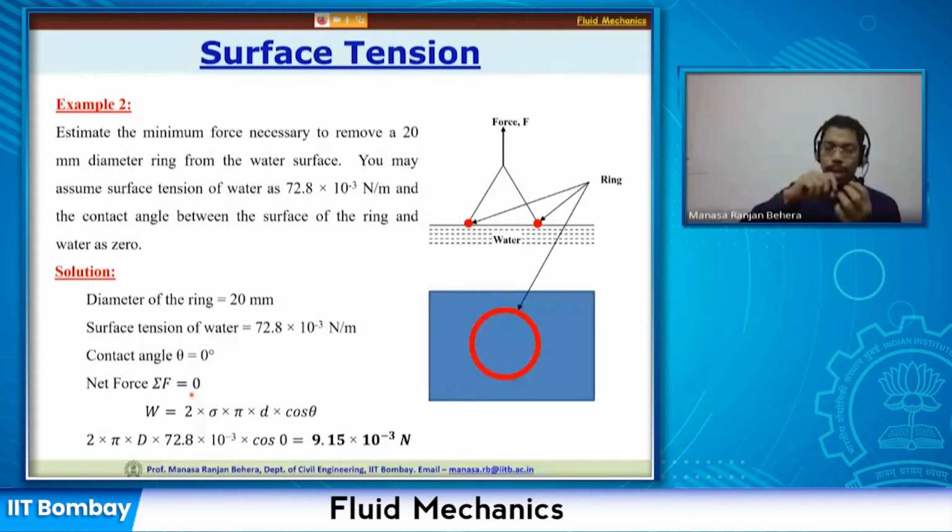So at the point when the net force is going to be 0, beyond that, or at that moment, it will be pulled up. So the net force is W, which is acting downwards, the weight of the ring, and there is a pull which is acting upwards. Now to find the weight of the ring, if I know the surface tension, I can calculate 2 multiplied by σ multiplied by πd cos θ.